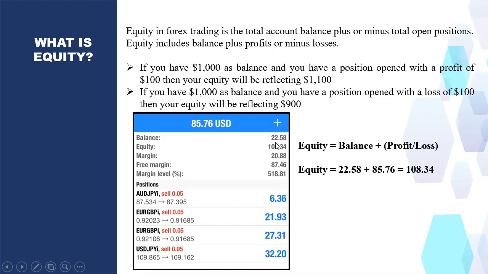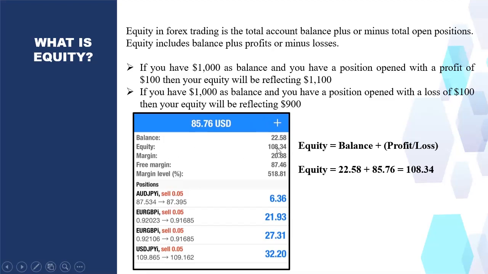That's what you are seeing here. This is the balance before we open the position. All of these ones were the positions that were opened. There were 4 positions opened. All 4 positions total together will give you $85.76. And if you add that profit, in this case $85.76, to the balance, which is 22.58, you will have 108.34, which is what is here in the equity.